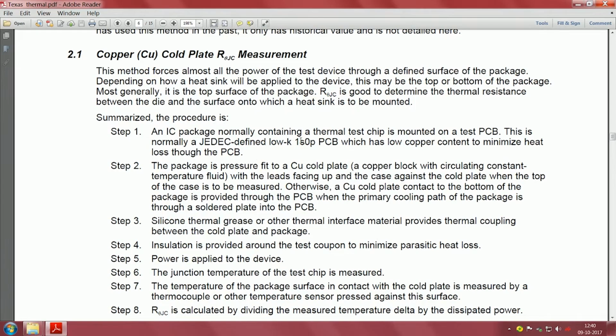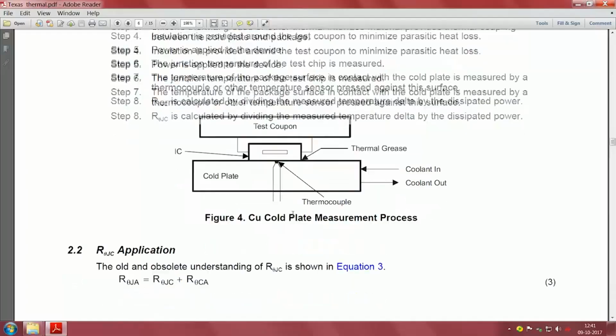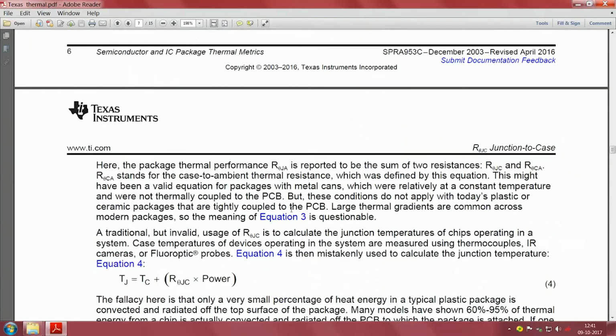The procedure is: the test package is pressure fitted to a copper cold plate, a copper block with circulating constant temperature fluid. The next picture is what I have shown you earlier. Silicon thermal grease or other thermal interface material provides coupling between the cold plate and the package. Insulation is provided around the test coupon to minimize parasitic heat loss, because we are measuring it. So we have a thermal grease, then a test coupon, and a cold plate.